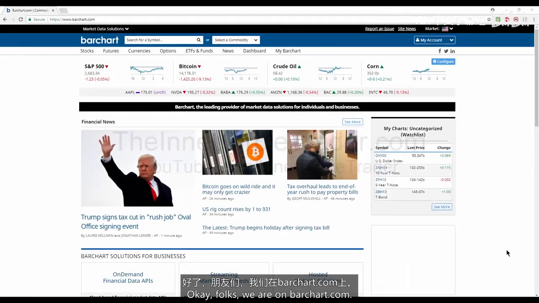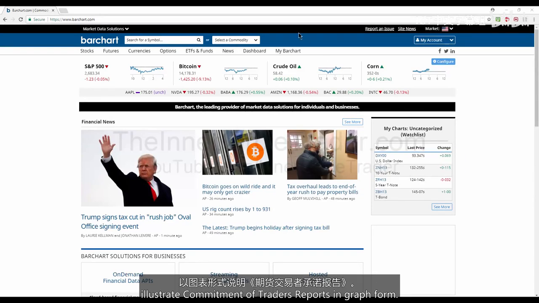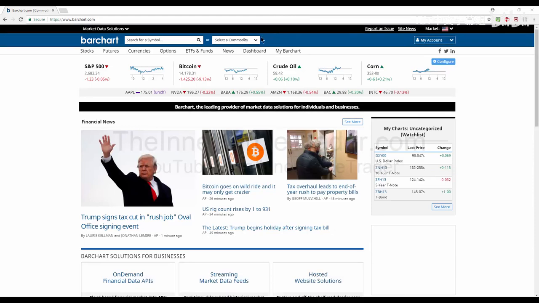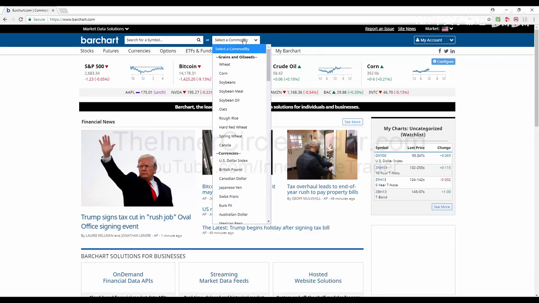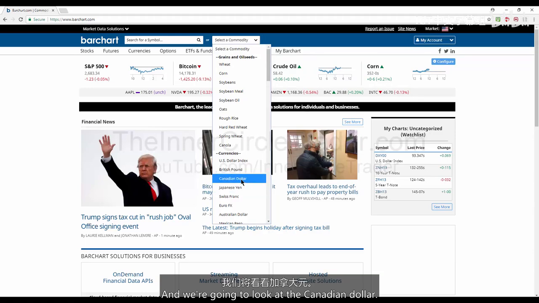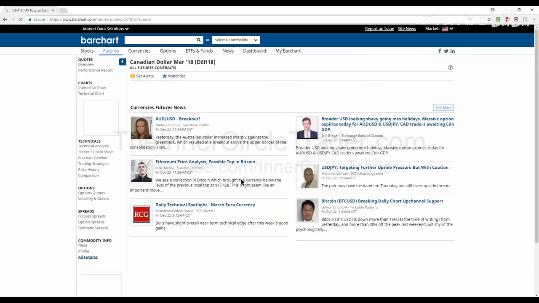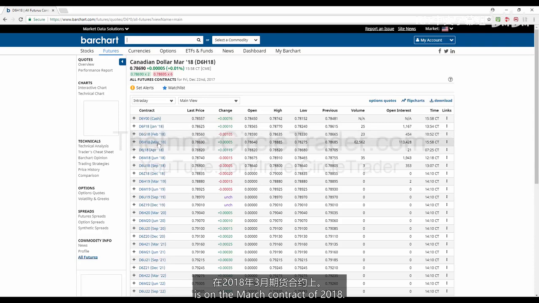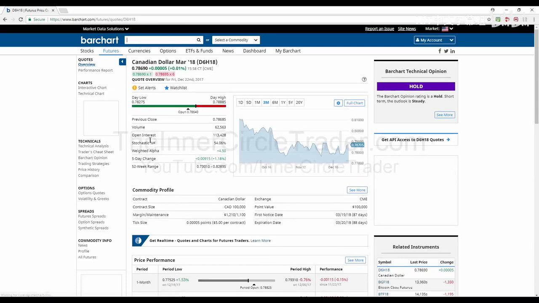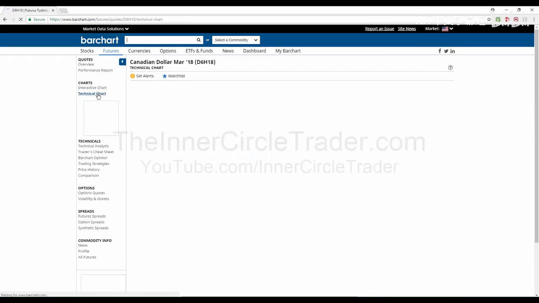Okay, folks, we are on barchart.com. This is a website I use to illustrate Commitment of Traders reports in graph form. And we just click on this little toggle box up here to go to a commodity. And we're going to look at the Canadian dollar. And right now, the largest open interest is on the March contract of 2018. So we'll click on that, and then we'll click on technical chart.